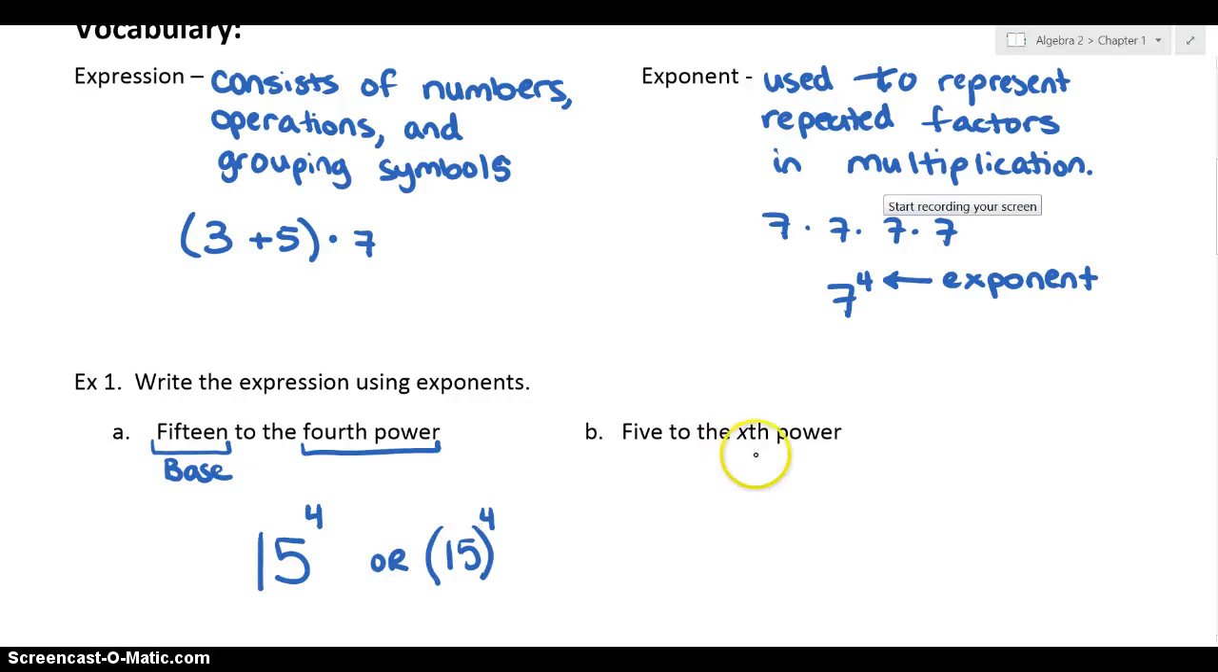Alright, let's look at the next one. It's 5 to the x power. So once again, 5 is our base. So here it is, and it's to the x power. So here's our little x power.